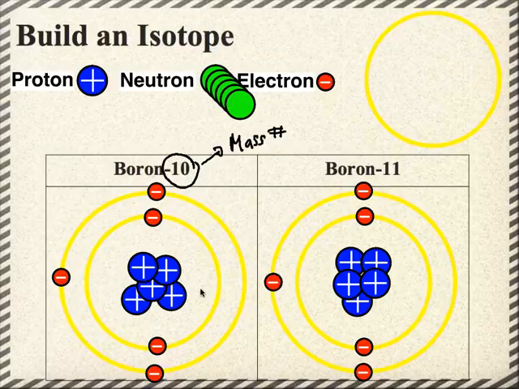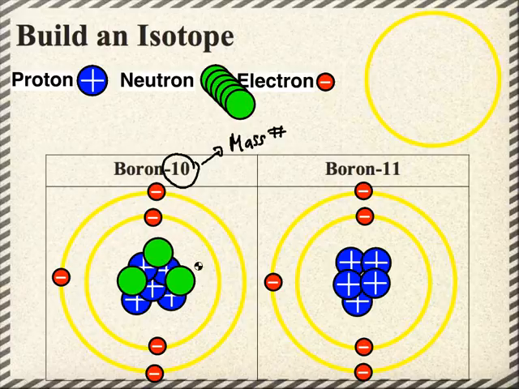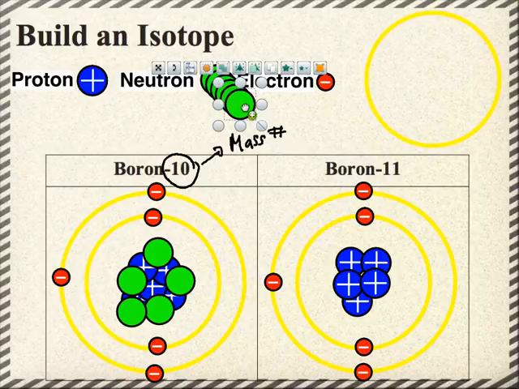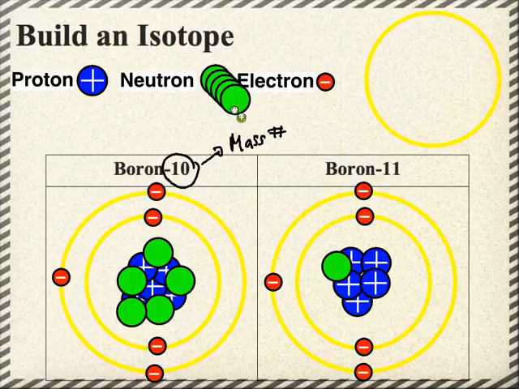Right, so now I'm going to put these into my nucleus, because neutrons go into the nucleus. Oh no, this thing is working. That's weird. Okay. 1, 2, 3, 4, 5.